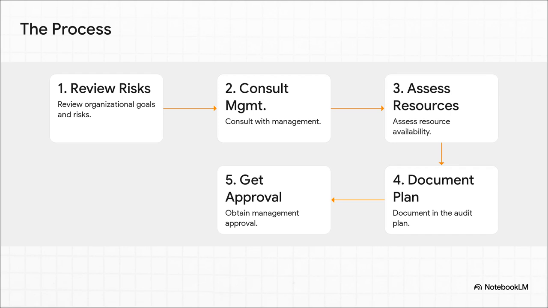The process is really logical and, importantly, it's collaborative. You start by doing your homework, reviewing the company's goals and biggest risks to see what really matters. Then, and this is critical, you talk with management to make sure you're all on the same page. Next, a reality check. You assess your resources. Do you have the right people and tools for the job? From there, you write it all down formally in the audit plan. And finally, you get management to sign off on it before you start a single test. This makes sure there are no surprises for anyone.